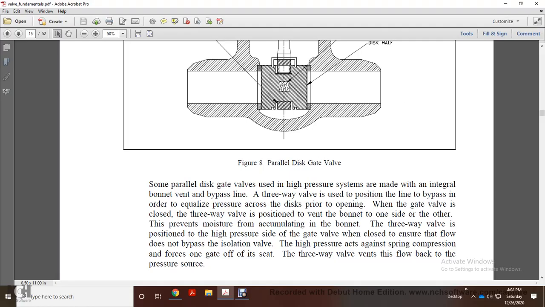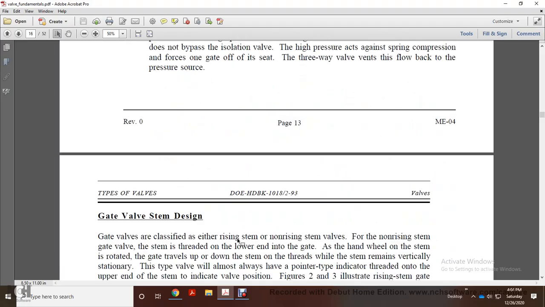The three-way valve is positioned with the high-pressure side with the gate valve closed to ensure the flow does not bypass the isolation valve. The high pressure acts against the spring compression forces and lifts the gate off its seat. The three-way valve vents the flow back from the pressure source.